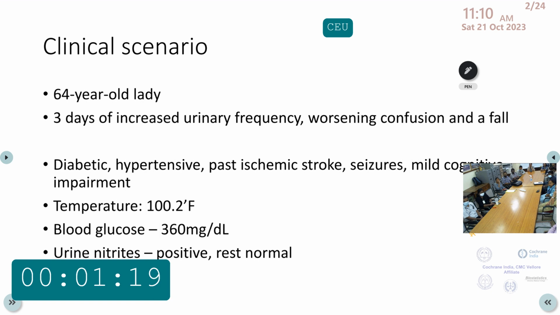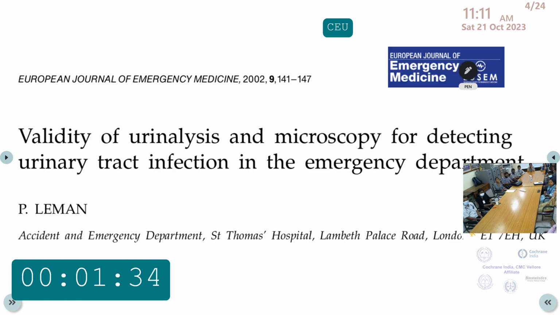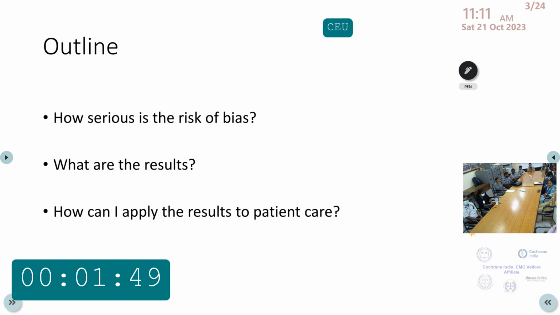But the medical student who is observing us says, "I thought nitrites was diagnostic of a UTI, so shouldn't we be starting this patient on antibiotics?" So this is the question that they are faced with. To answer this question, let's look at the study which looked at the validity of urinalysis and microscopy for detecting urinary tract infection in the emergency department. So we are hoping that this study will answer our question about how likely it is that this patient has a UTI.